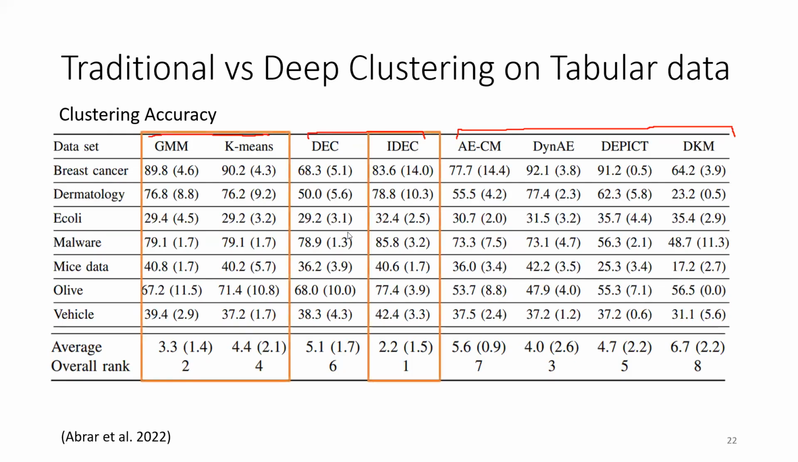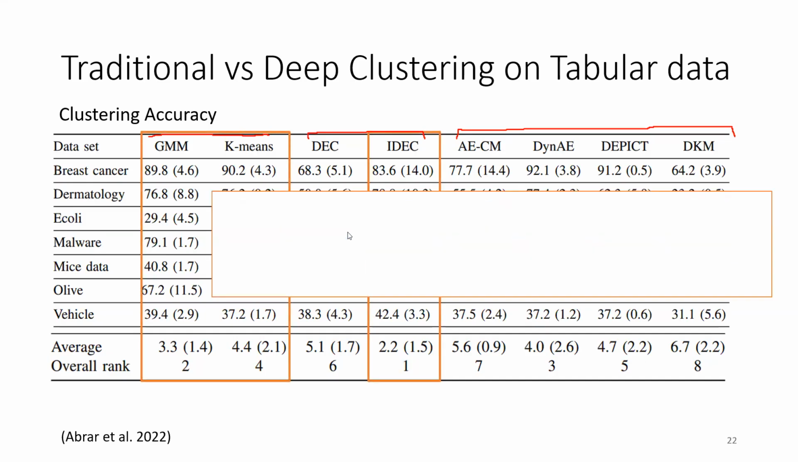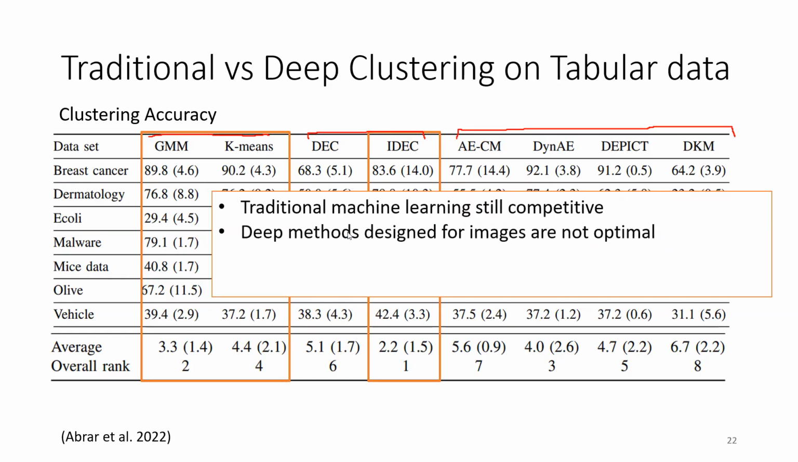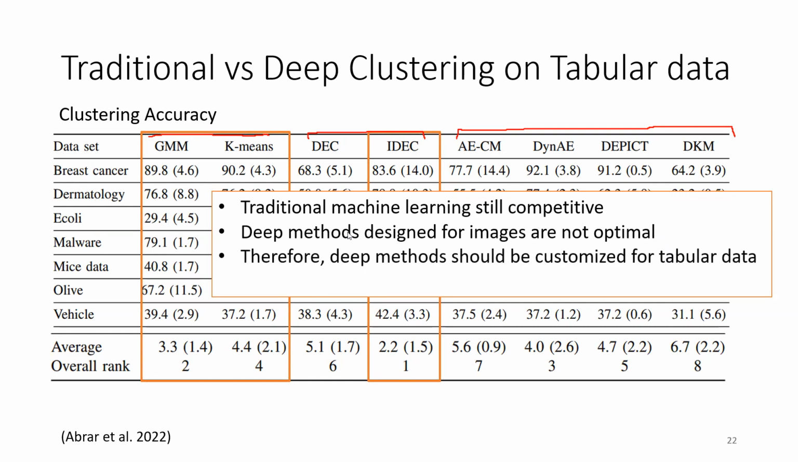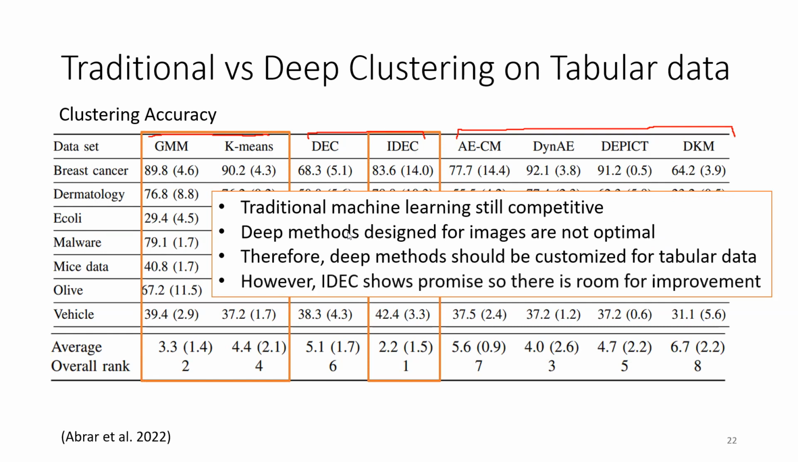So let us focus on traditional and IDEC. From that, we observe traditional methods are still competitive. Deep methods designed for images are not optimal. Therefore, deep methods should be customized for tabular data. However, IDEC shows promise, so there is room for improvement.